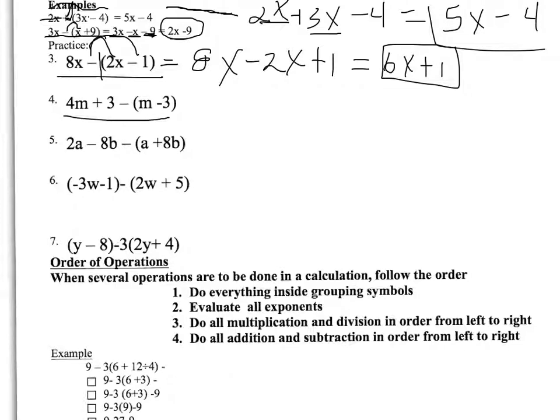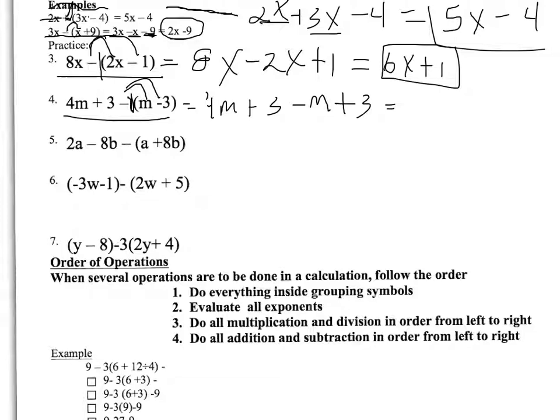4. Is there a negative in front of the parentheses? Yes. So our 4m plus 3 is going to carry over. 4m plus 3. This negative is a negative 1, so I write that in. Multiply through. Negative times a positive is negative, so we have minus m. Negative times a negative is a positive, plus 3. And 4m plus 3 minus m plus 3.